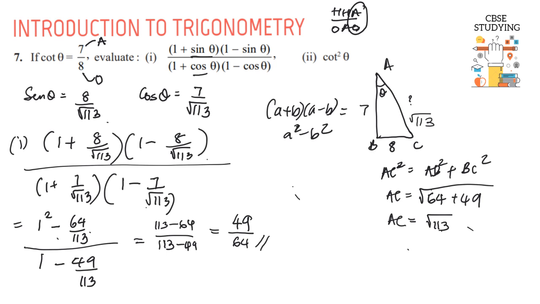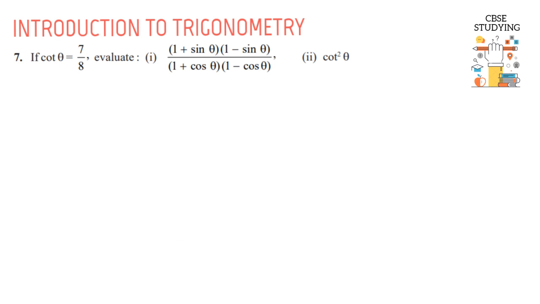Second question is cot square theta. So cot theta is already given to you, just square it. So what is the value of cot theta given to you? Cot theta is equal to 7 by 8. So cot square theta is going to be equal to 49 by 64. Simple. Let's move to the next question.